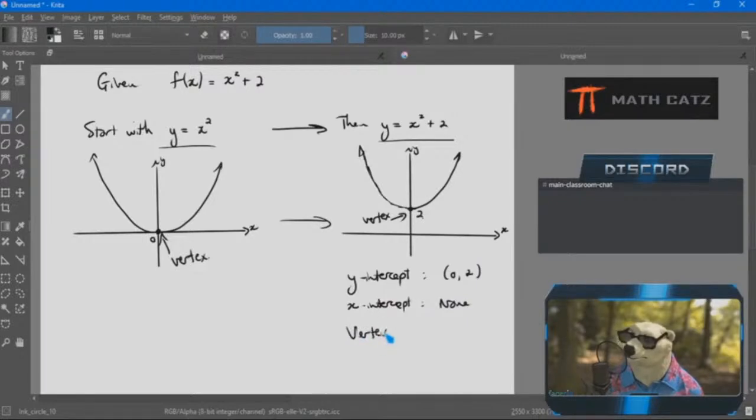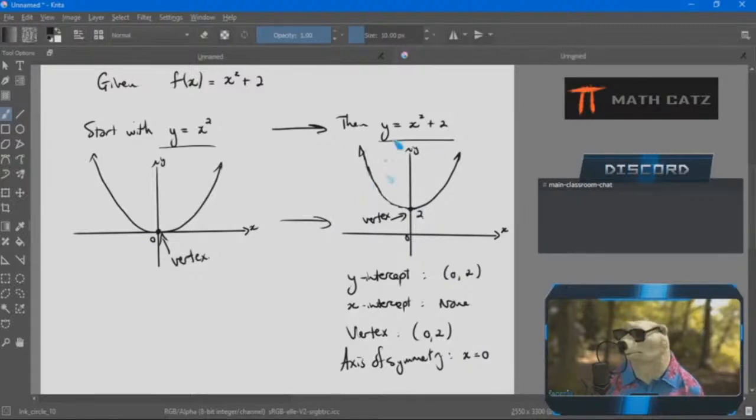The vertex is this turning point. In the case of the basic parabola, it's the lowest point. It's the point 0, 2 as well. And the line of symmetry here that cuts this in half, creating this mirror image on either side, is called the axis of symmetry, which in this case is the line x equal to 0. The y-axis is the line x equal to 0.